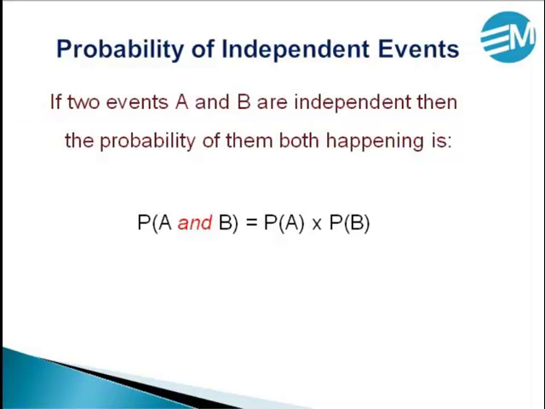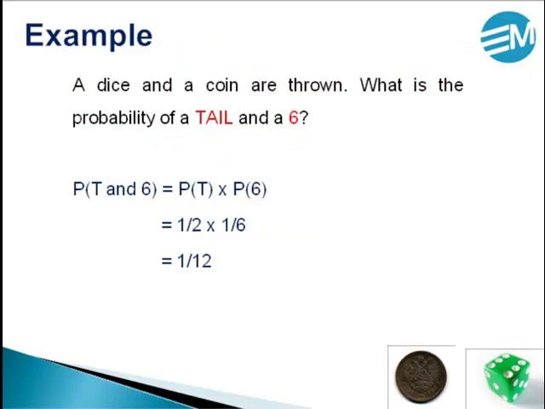First of all, we'll see how we are going to solve questions based on independent events. The probability of A and B happening, where there are two events A and B: you just multiply the probability of occurrence of A and the probability of occurrence of B. Here we have an example. A dice and a coin are thrown. What is the probability of tail and 6?